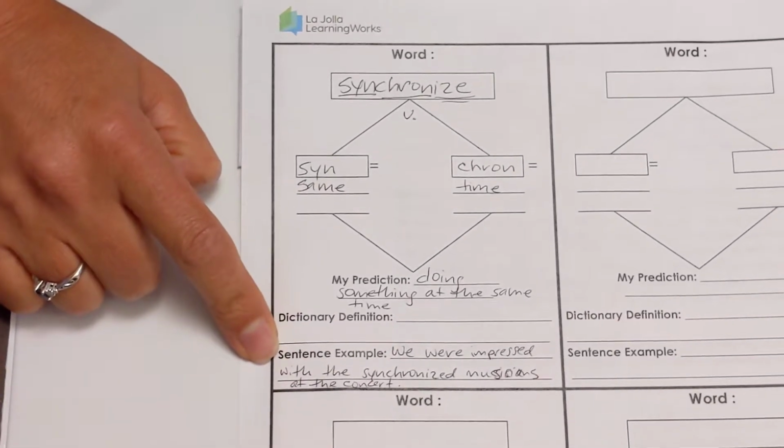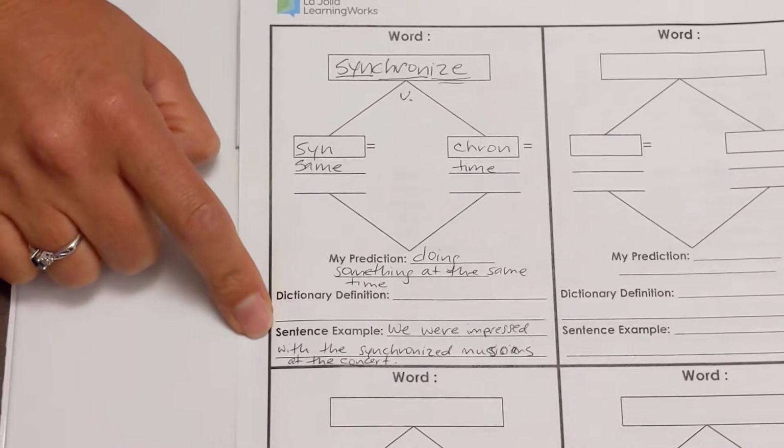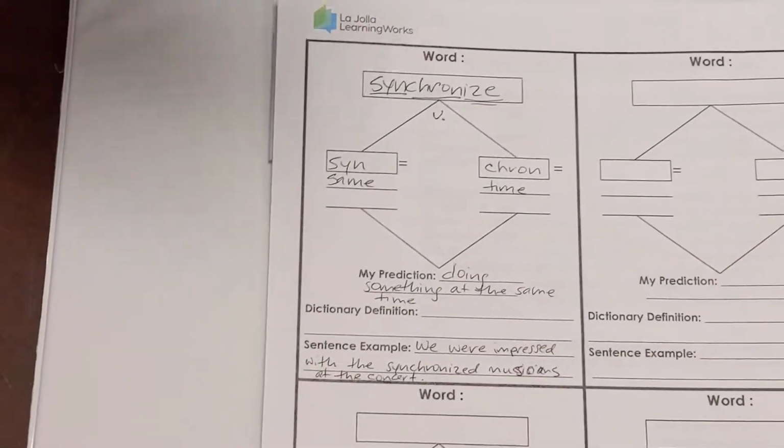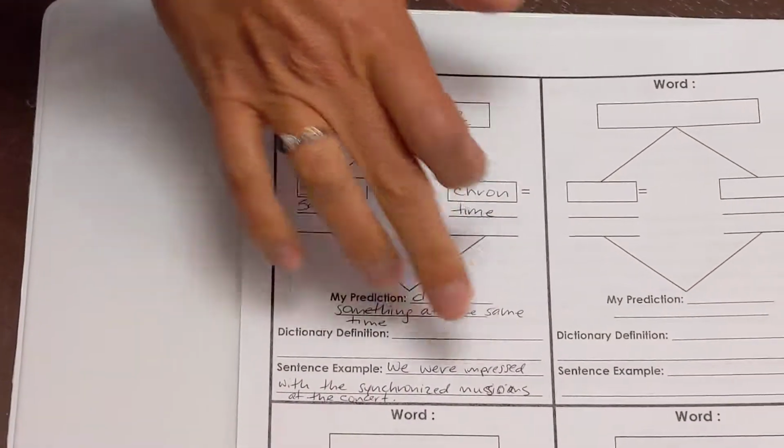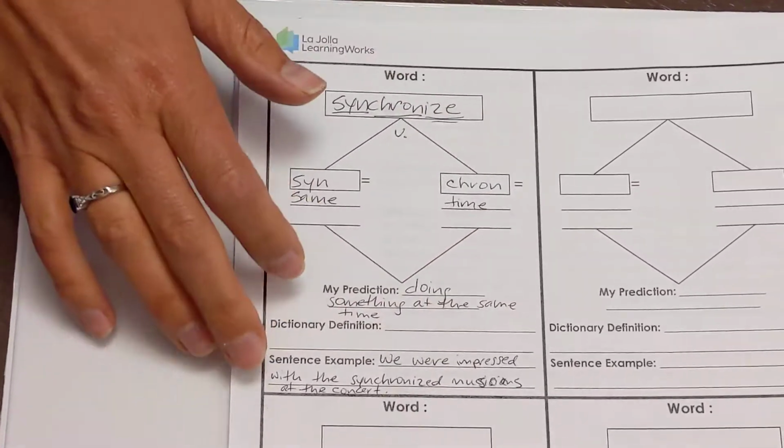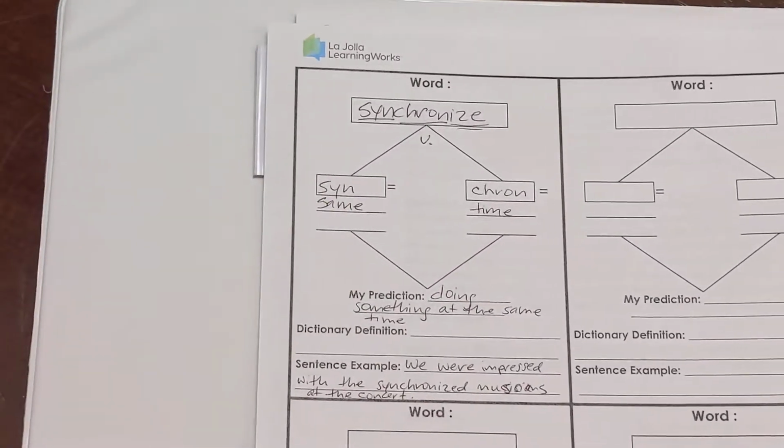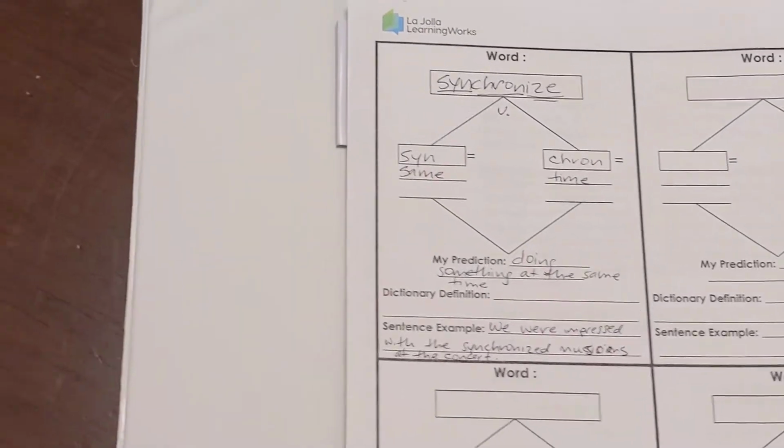And then once you figure out the meaning of the word, use it in a sentence. Again, a sentence that uses good context to show the meaning of the word. We were impressed with the synchronized musicians at the concert. So that's an example of how you would use those.